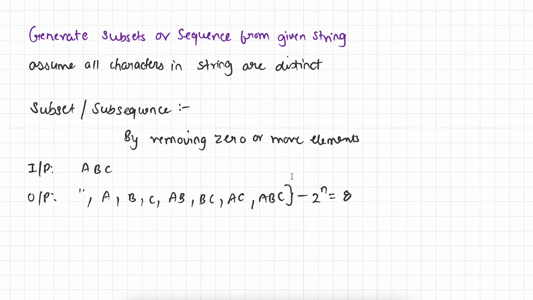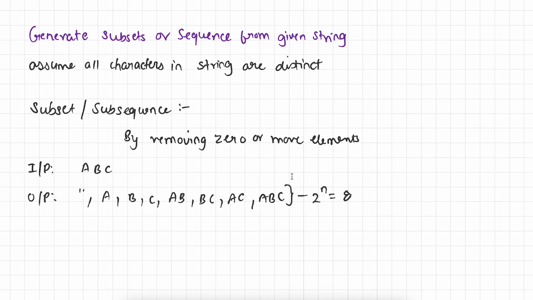Alright guys, let's see this problem. In this problem we are given a string and we have to generate all the possible subsets and subsequences of the given string. And we can assume that all the characters in the string are distinct.